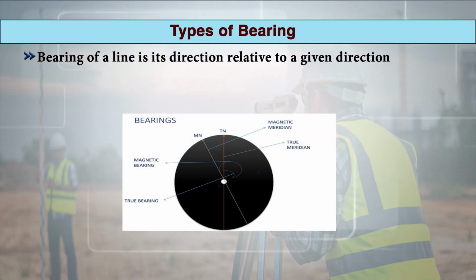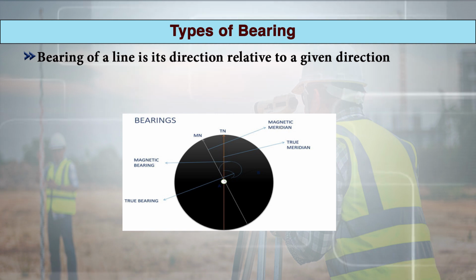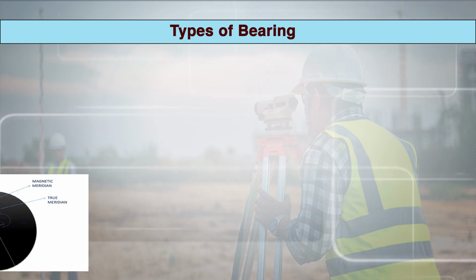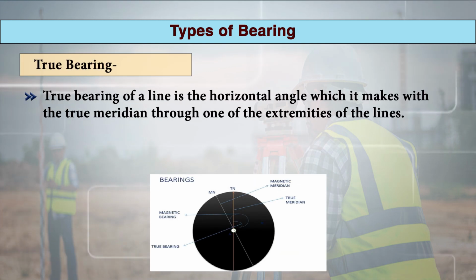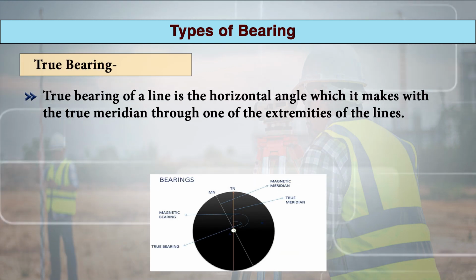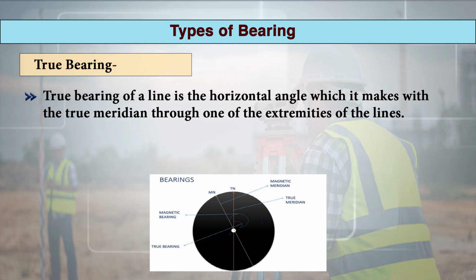Now, we will be studying the types of bearing. Firstly, what is bearing? The bearing of a line is its direction relative to a meridian. What is true bearing? The true bearing of a line is the horizontal angle which it makes with the true meridian through one of the extremities of the line.